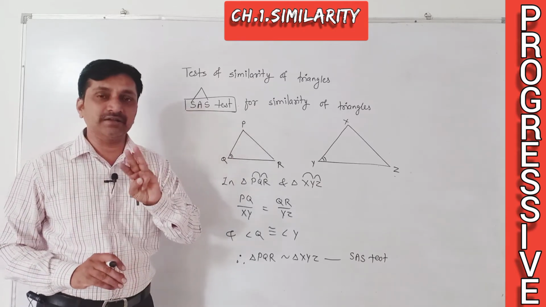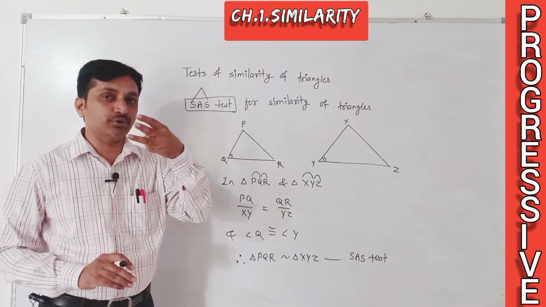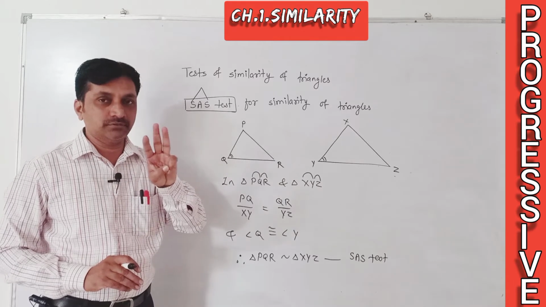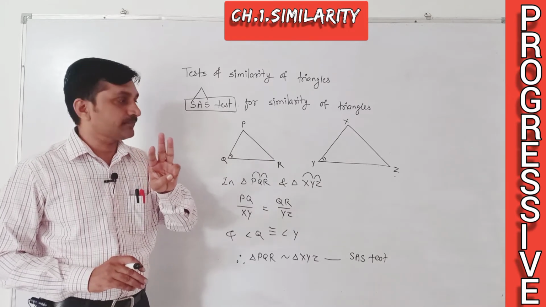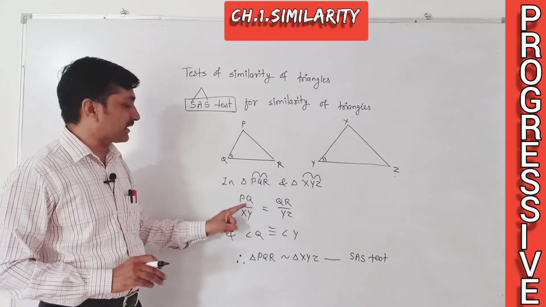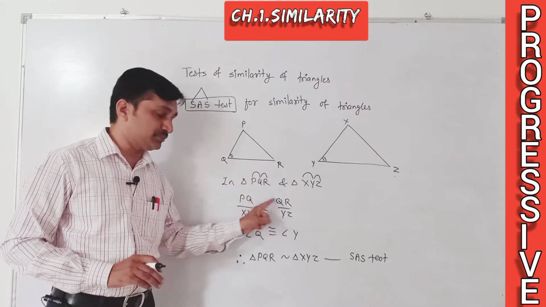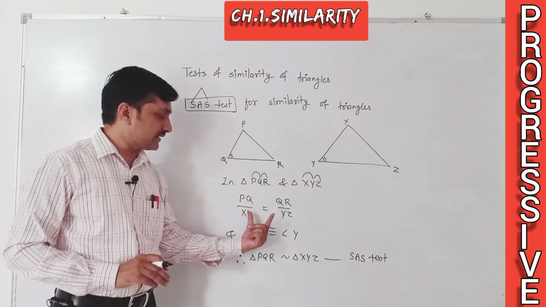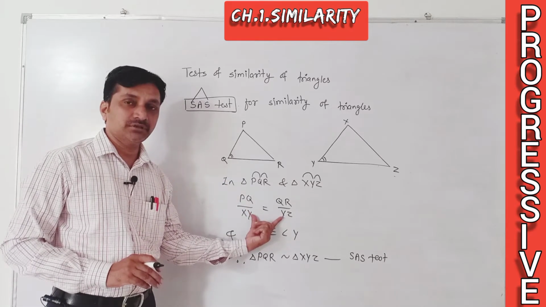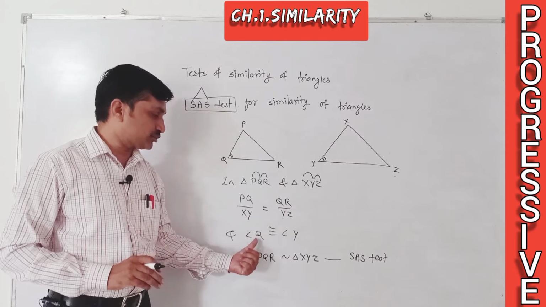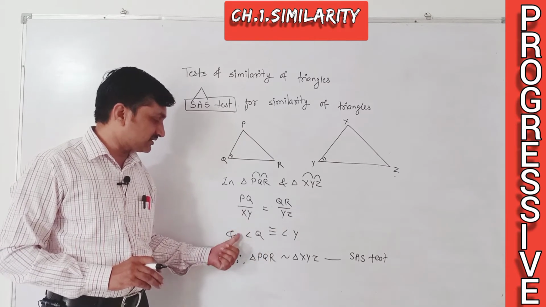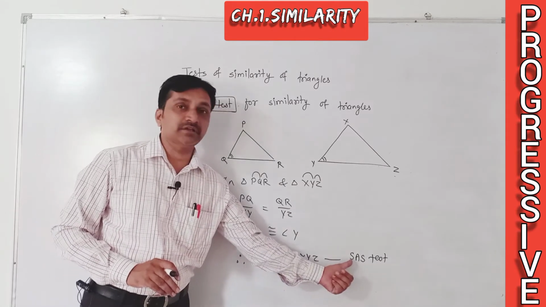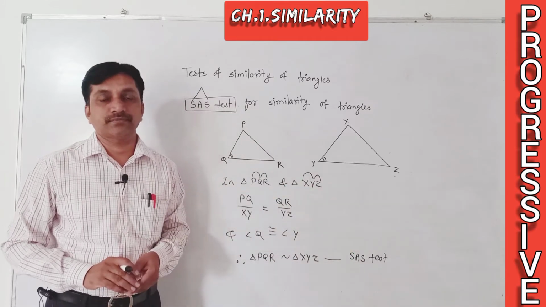For the AA test, all three angles should be congruent. There is no side. For SAS, two sides should be in proportion. Remember the word proportion, not congruent. Two corresponding sides should be in proportion and the included angle should be congruent. Then these two triangles are similar by SAS test.